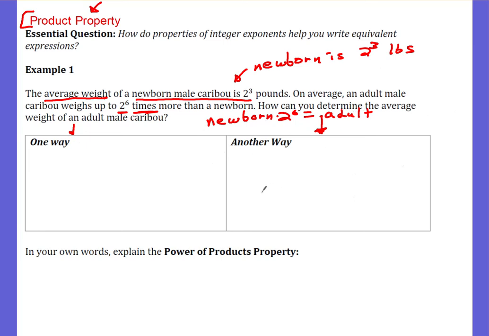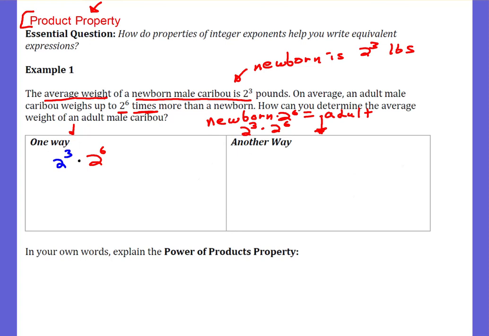So one way I could do this is I could say a newborn is 2 to the 3, and I have to multiply that by 2 to the 6. We could do this the super old-fashioned way. I'm going to separate these into colors so you can really see what we're doing. So 2 to the 3rd is in blue, and then 2 to the 6th is in red.